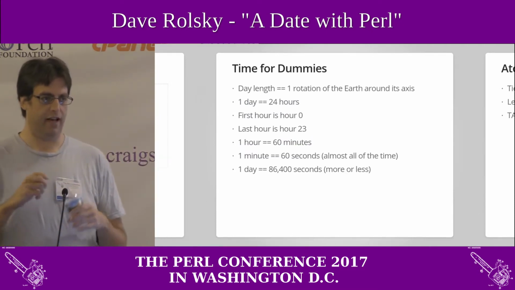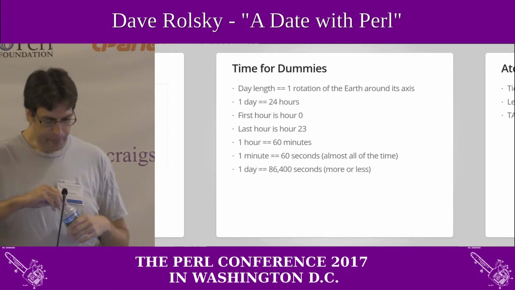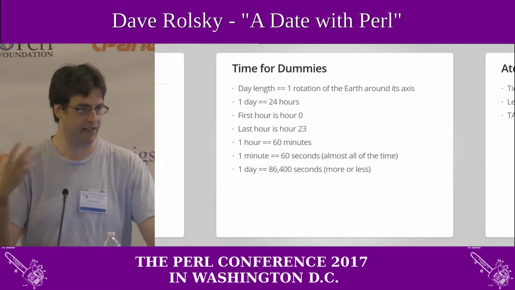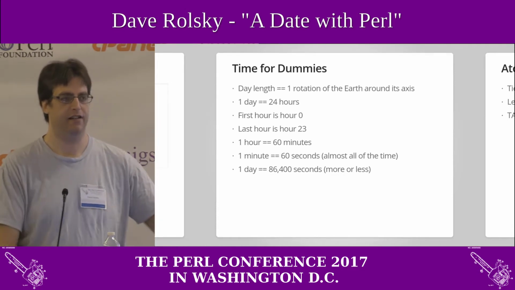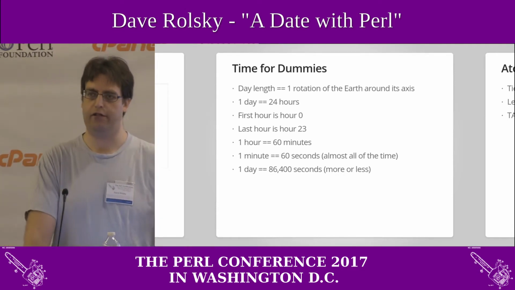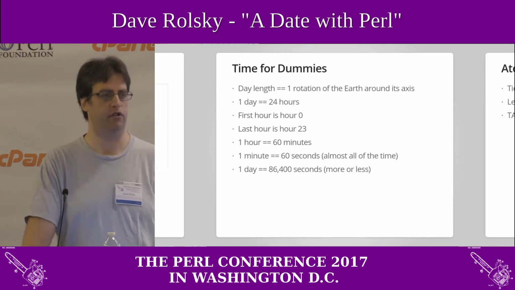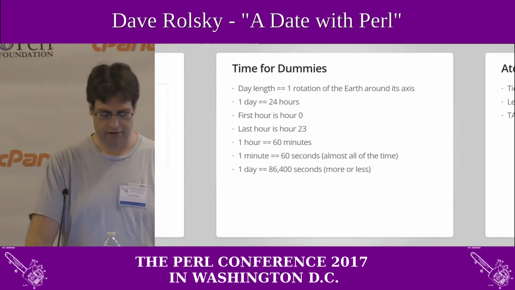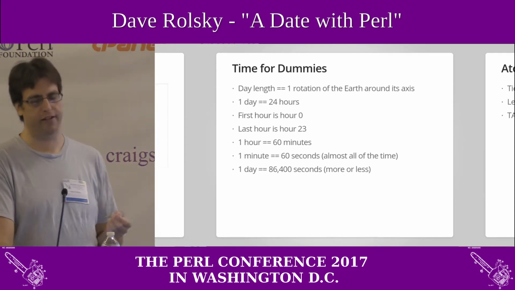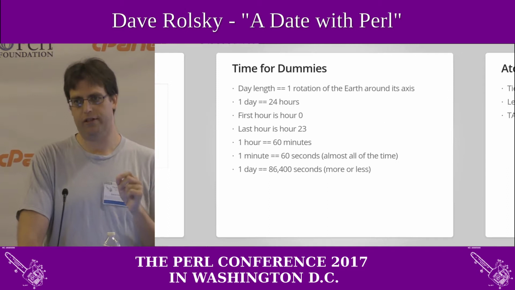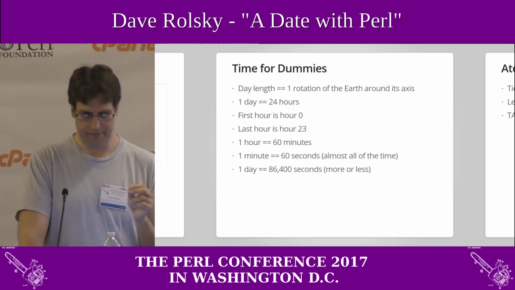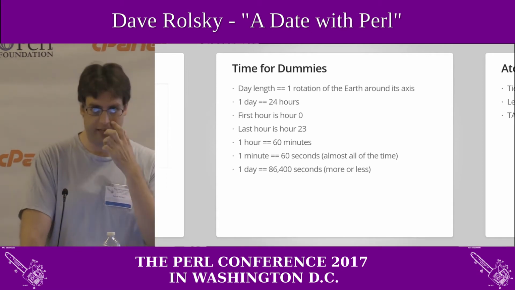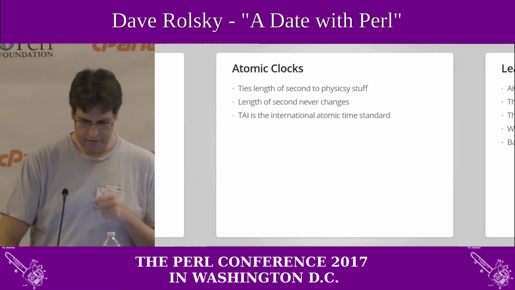All right, let's talk about times. So the day length, that's the one rotation of the Earth around its axis. You probably all know this. A day is 24 hours. In kind of DateTime's native speak, the first hour is hour 0, the last hour is 23. You can print these out in 12-hour time or various other formats. An hour is 60 minutes. Minutes are mostly 60 seconds, almost all the time. And then a day is mostly 86,400 seconds, most of the time.